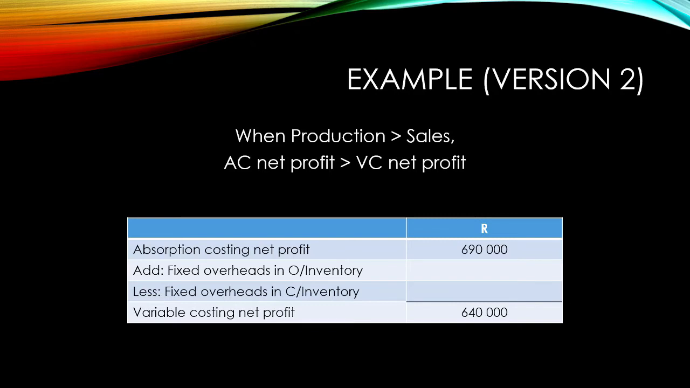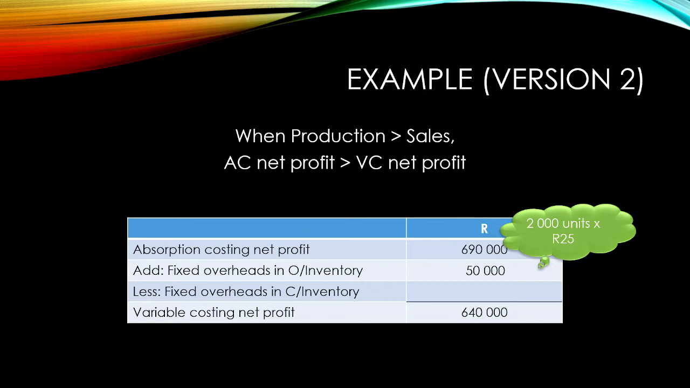Remember, absorption costing would have expensed the fixed overheads in opening stock in the current year when the units produced are actually sold. Variable costing, however, would have expensed it last year when the overheads were incurred. So because absorption costing expensed it this year, but variable costing did not expense it this year, we need to add it back. And the amount we add back is the units in opening stock multiplied by the fixed overhead absorption rate, which applies to our opening stock.